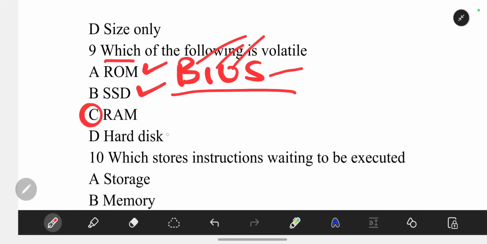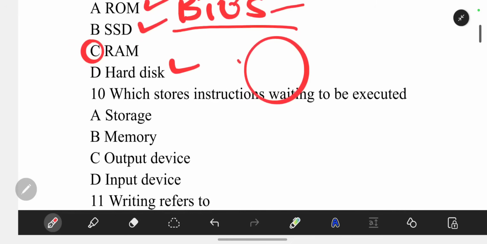SSD, we have discussed about it. Hard disk, we have discussed about it. The only difference is that a hard disk is made up of a moving part, like a disk that rotates, whilst an SSD is not made of moving parts. We are going to dive deeper into that.